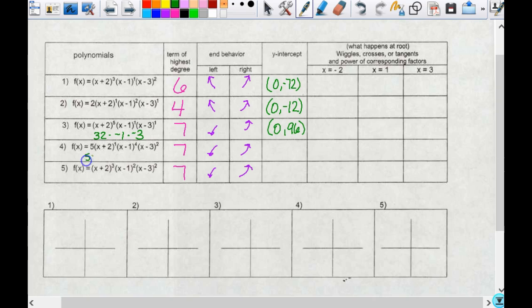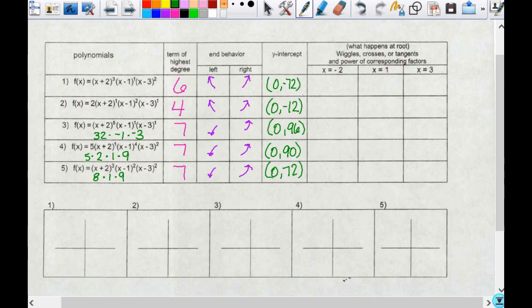So then I have to do 5 times 2 times negative 1 to the 4th power is what? 1 times negative 3 squared is 9. What does that give me? 90. 0, 90. Then 2 cubed is 8 times a negative 1 squared is just 1 times negative 3 squared is 9. So you get 0, 72. Everybody understands how to get those, right? Quickly? Good? All right. So now then we're going to look at what happens at each root.